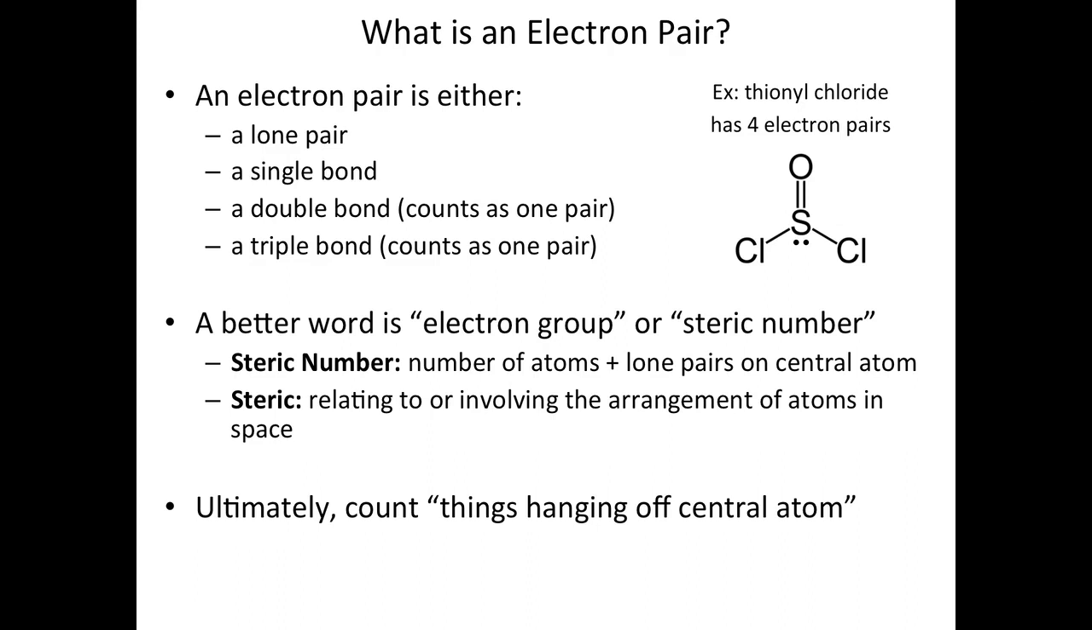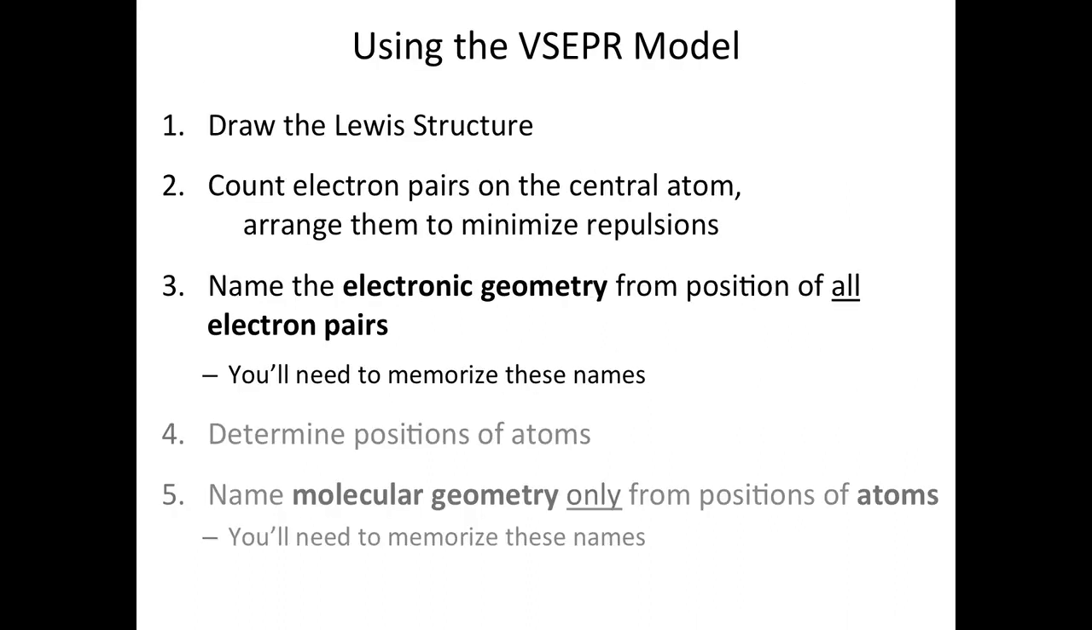Okay, so once you've counted your electron pairs, you go about determining the molecular geometry and the electronic geometry by doing this. First, you have to know what you're looking at, so you draw the Lewis structure first. Then you have to count the electron pairs, which we just talked about. And then you have to arrange them to minimize repulsions. How you do that is you see how many of them there are, and then you learn what the shapes are that minimize repulsions for that number of electron groups. We only have 5 of them, 2 through 6, so it's pretty easy to learn what these shapes look like.